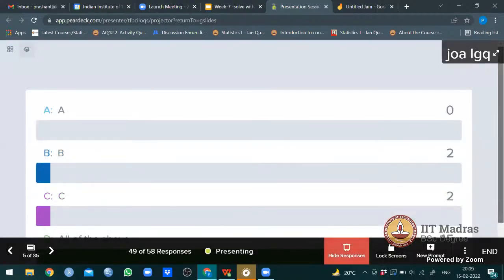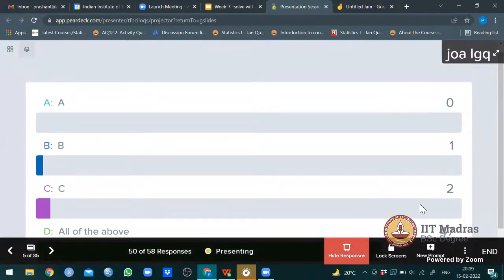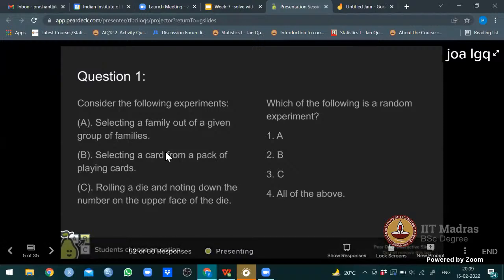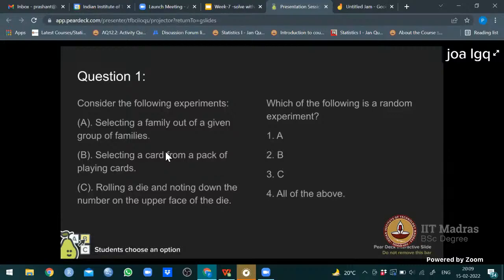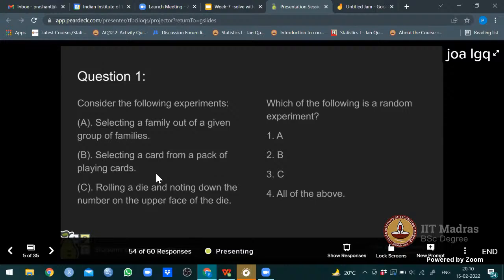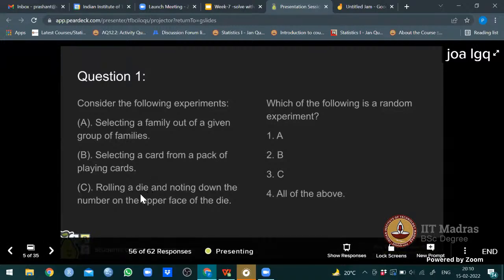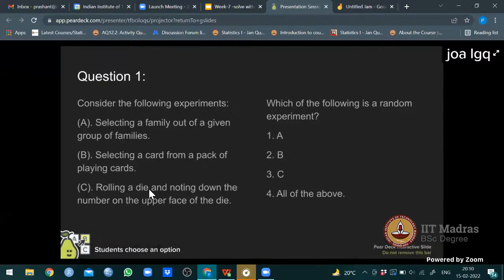The majority is option D, all of the above. This means experiment A, experiment B, and experiment C are all random experiments. You have to select a family out of a given group of families. You cannot predict directly which family will come, but any of the families can come. Similarly, selecting a card from a pack of playing cards, you cannot predict with certainty, but it can be anything out of those 52. Similarly for option C, you roll a die and note down the number on the upper face of the die.